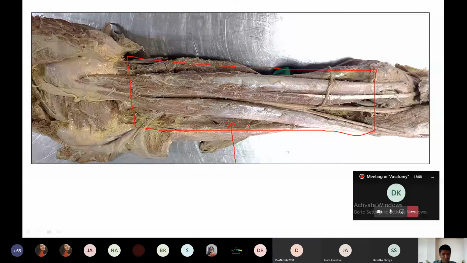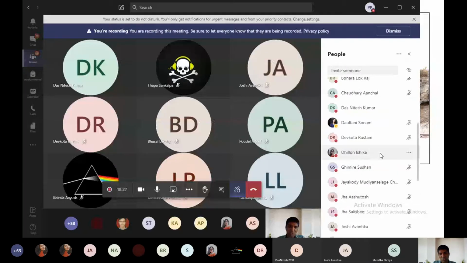Very good, my dear. So which head must this be? Is it looking short or long? Short. Very good. So you are on the right track. This one is the short head of the biceps. Very good. Well answered.